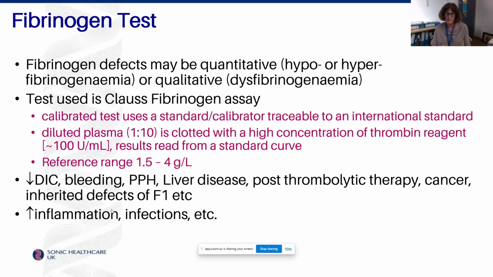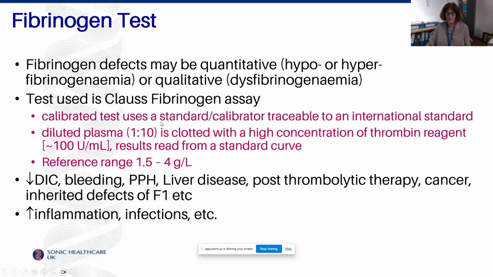So we've got the Clauss fibrinogen test. This is a direct measurement of fibrinogen in the patient's plasma. So it allows us to quantify how much is present, whether the patient has hypo or hyperfibrinogenemia. It can also be discrepant in qualitative defects of fibrinogen as well, but we'd have to do another test to prove that, a fibrinogen antigen test, which I'm not going to talk about.